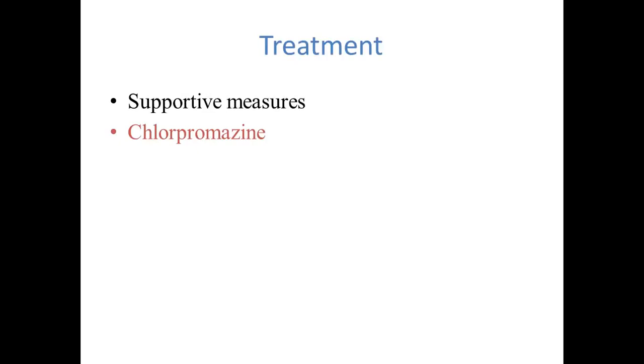When a person comes to the emergency room or to you with symptoms of LSD overdose, the first thing you're going to do is, like in case of any other poisoning, look for ABCDE. You have to secure the airway, breathing, and circulation, and fluid resuscitation can also be done. And as an antidote, chlorpromazine can be used in treatment of LSD overdose.